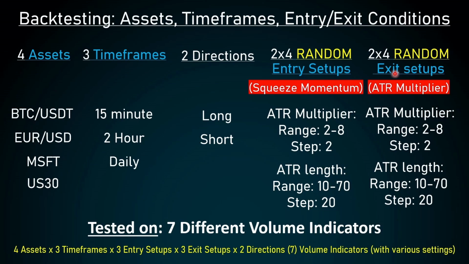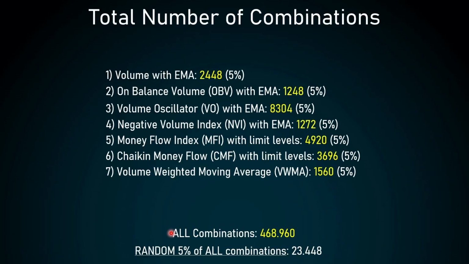For exit, we will use a simple ATR-based multiplier for stop loss and take profit, and the multiplier value will be between 2 and 8 with a step of 2, and the ATR length between 10 and 70 with a step of 20. I will test all of these combinations separately on all the 7 different volume indicators, so there will be a lot of backtesting done. The total number of combinations are listed here.